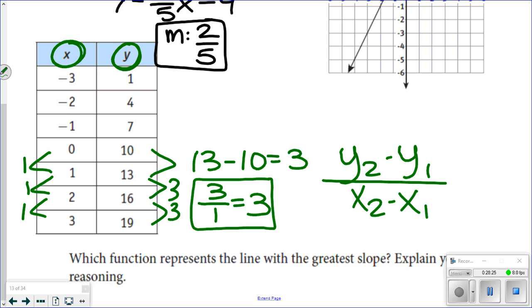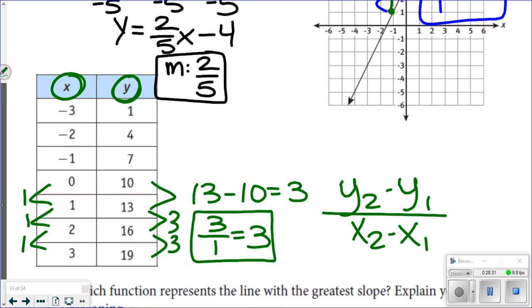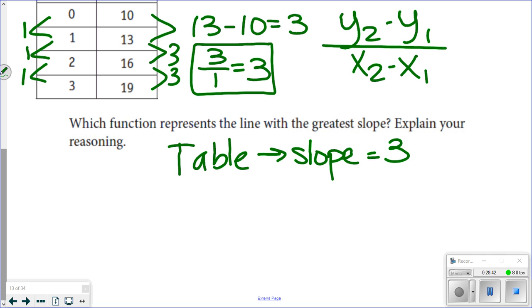So which one has the greatest slope? The graph is 2. The table is 3. Which one's bigger? The table, because the slope is 3. 3 is greater than 2, which is greater than 2/5.